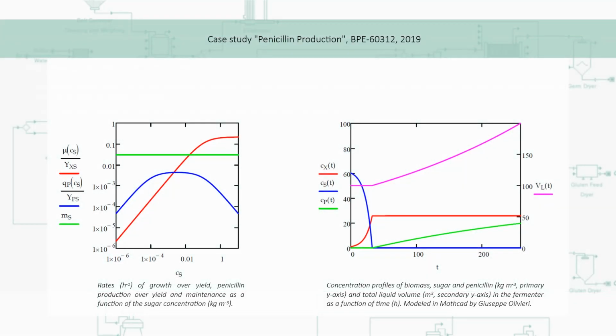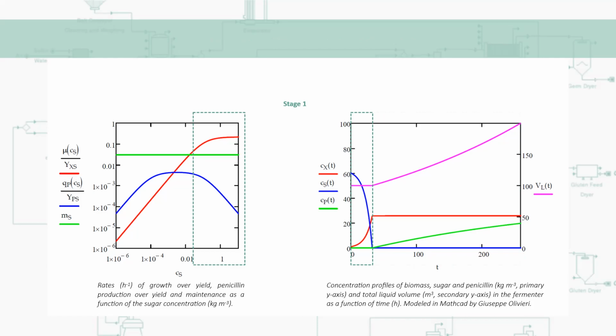The model in this video is based on a case study on penicillin production from the course Bioprocess Design 2019. The case study concerns a fed batch fermentation with two stages. The first stage is a batch fermentation at high initial sugar concentration, during which the biomass grows. The second stage is a fed batch fermentation at low sugar concentrations, during which the cells produce penicillin. In this video, I am going to focus only on the first stage.